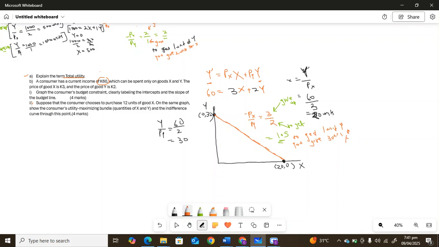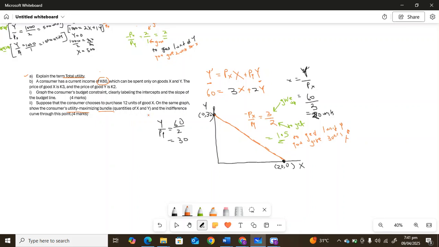Okay. Suppose the consumer chooses to purchase 12 units of good X. On the same graph, show the consumer's utility maximizing bundle. Whenever you hear the word bundle, it's just a combination of goods. Okay, colleagues? Not bundles for talk time. This is a combination of good X and Y. So the utility maximizing bundle is the combination of good X and good Y that will make us the most happy.